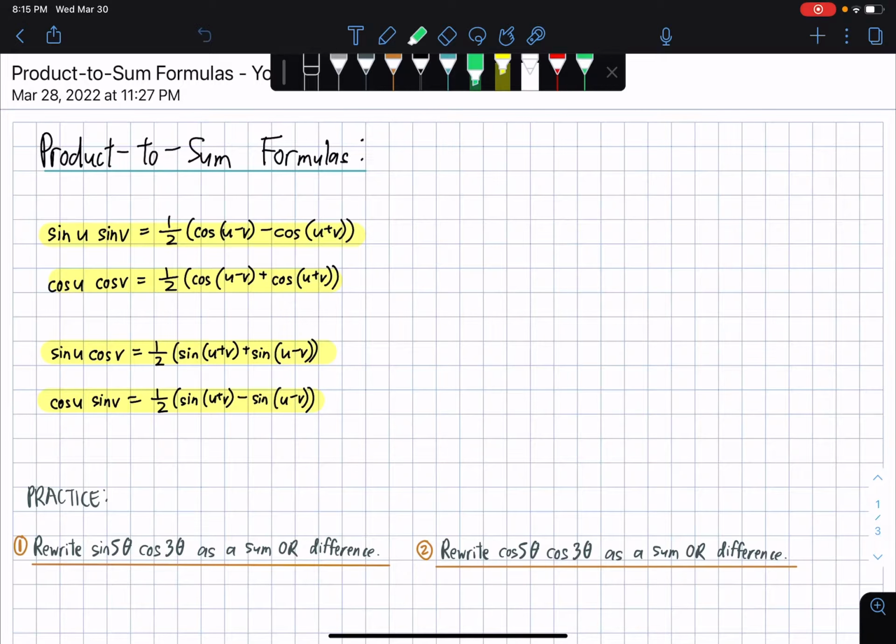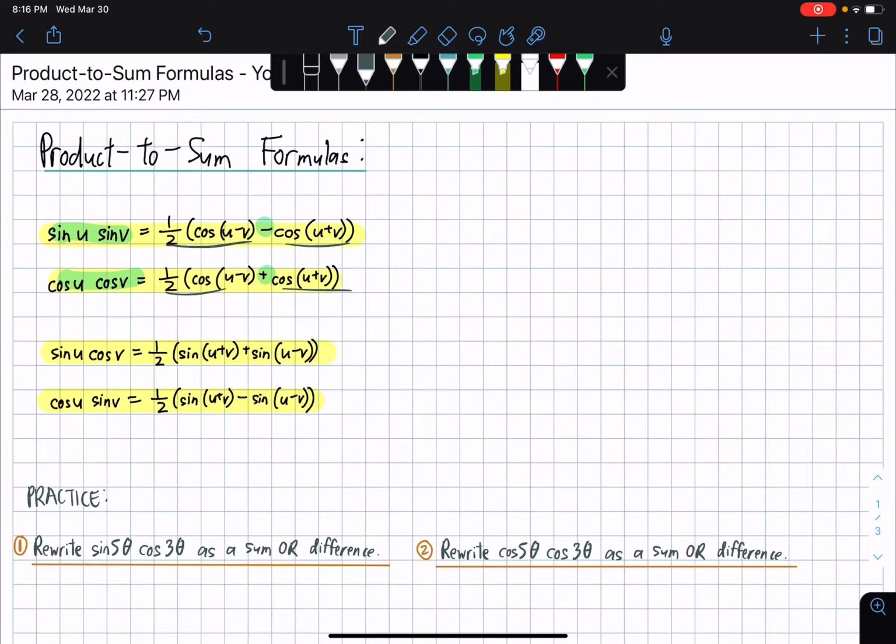For u and v, these formulas usually contain cos of u minus v and cos of u plus v by default. What makes them different is that for sine u sine v, there is a minus sign, and for cos u cos v, there's a plus sign. So you might want to take note of that. I'm just teaching you some possible techniques that might be helpful for you to memorize the product to sum formulas.